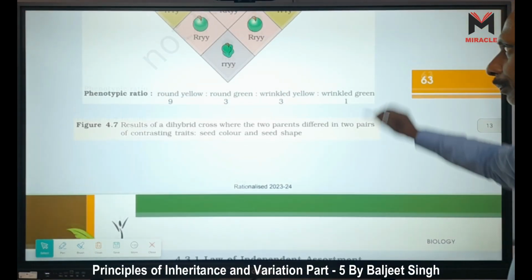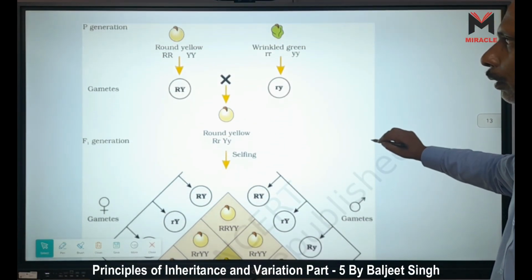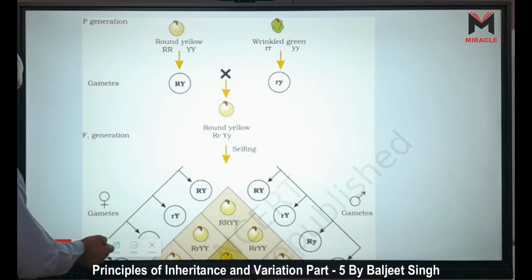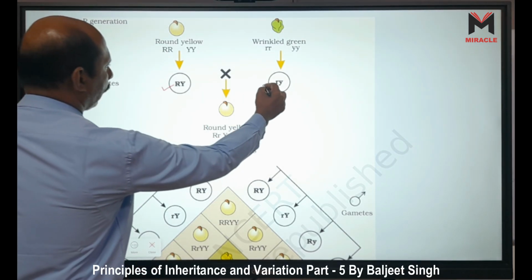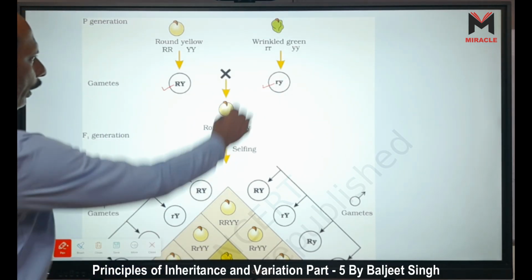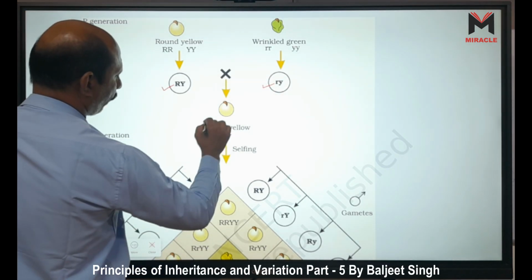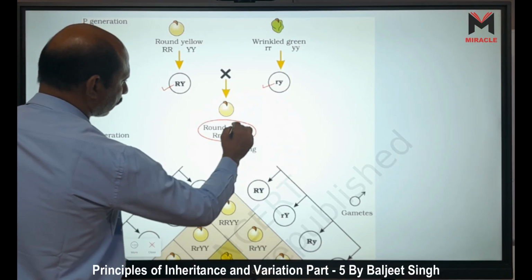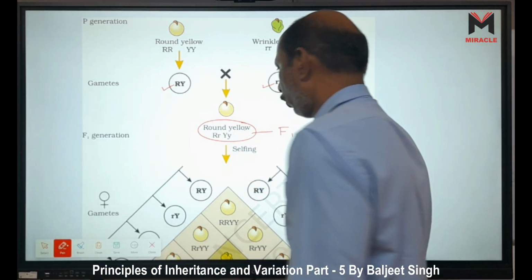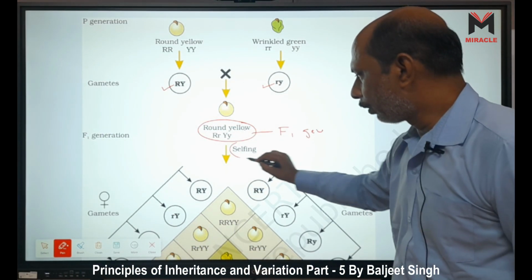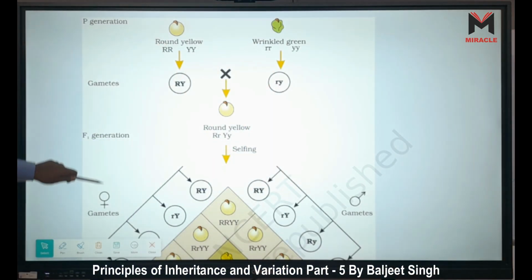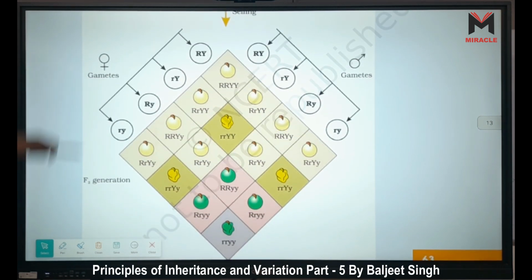Okay, you can see here, that is round and yellow, and that one is another gamete. This one is green and wrinkled. When we cross these, this is the first generation, the F1 generation, and all the plants are round and yellow, right? Now selfing, right? After selfing, what happens? We get the ratio 9:3:3:1.